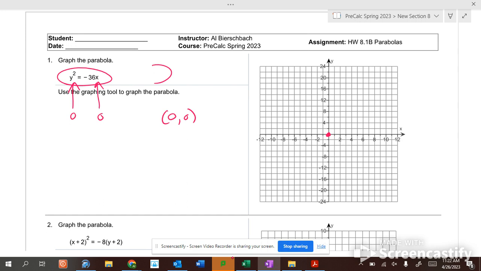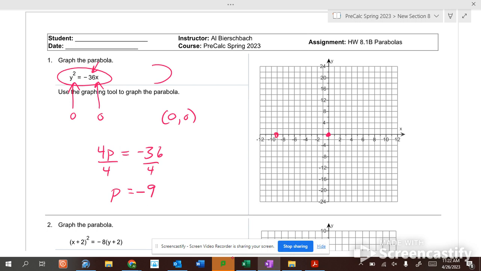Now, 4p equals negative 36, right? We learned about the 4p thing the other day. I just wrote it different than what they write it. So if we divide by 4, what is p going to be? 9. So we have a negative 9.